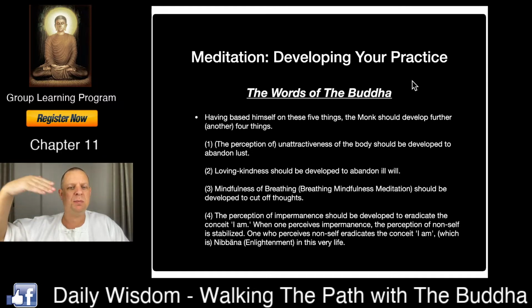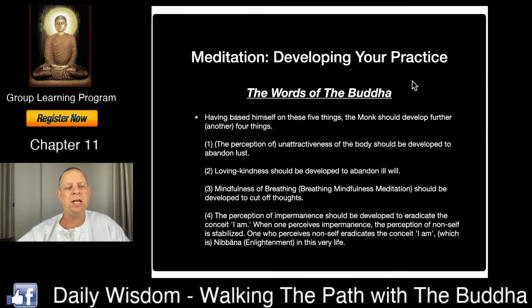So he says, having based himself on these five things, meaning the five things he talked about previously, the monk should develop further another four things. One, the perception of unattractiveness of the body should be developed to abandon lust. This is a meditation to eliminate sexual cravings. Two, loving kindness should be developed to abandon ill will.